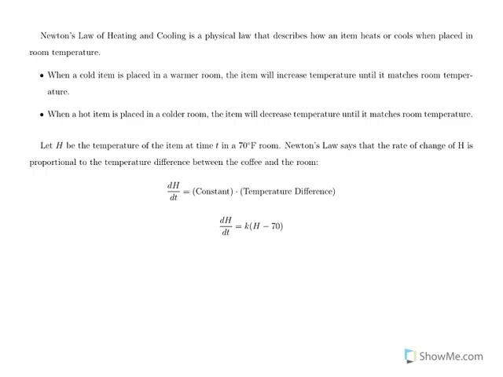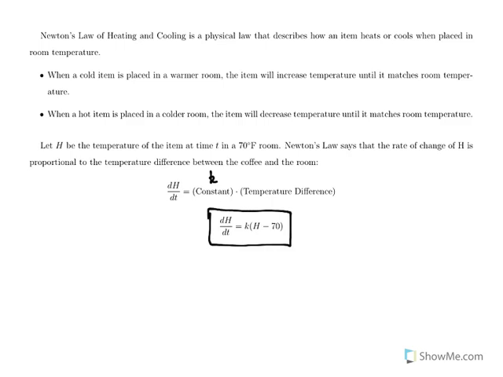this law. So let's let H be the temperature of an item at time t in a 70-degree Fahrenheit room. So that's representing our room temperature. Newton's law says that the rate of change of H is proportional to the temperature difference between the coffee and the room. So that's saying that dH/dt is equal to a constant, that's going to be our k, times the temperature difference between the item and the room. That's going to be H minus 70. And there is our differential equation that we are dealing with.